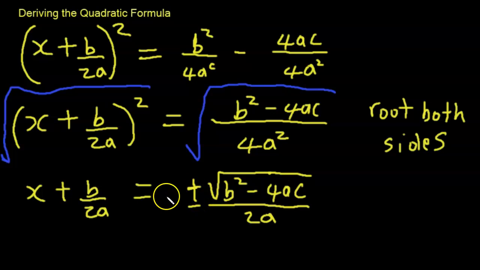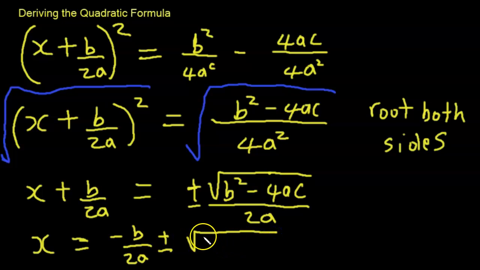So now, we want the x by itself, so we need to take b over 2a from both sides. So we subtract b over 2a from this side, we're left with just x. And therefore, minus b over 2a is over here. All over 2a.